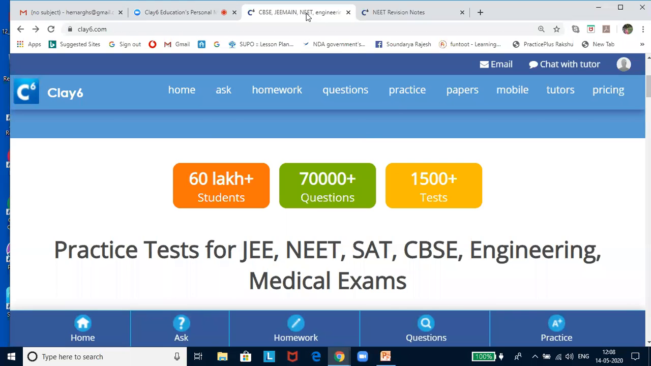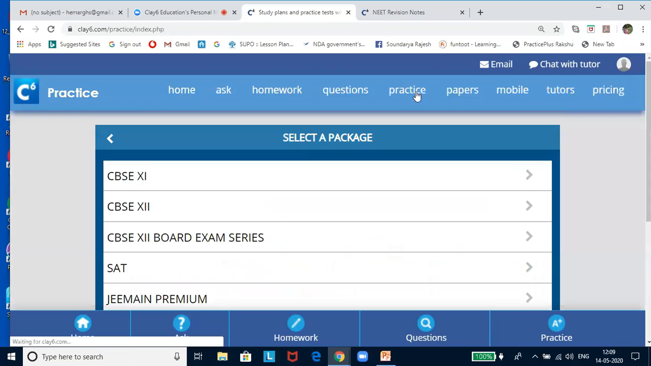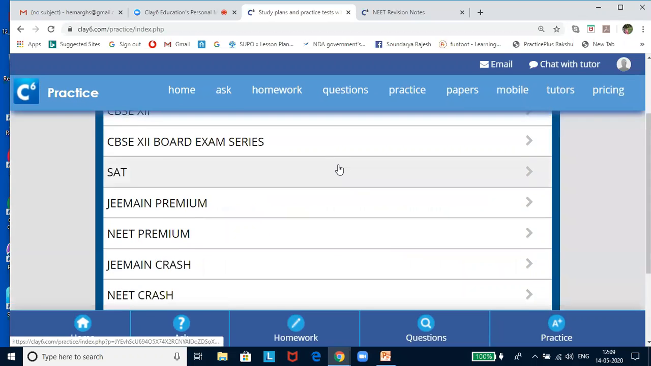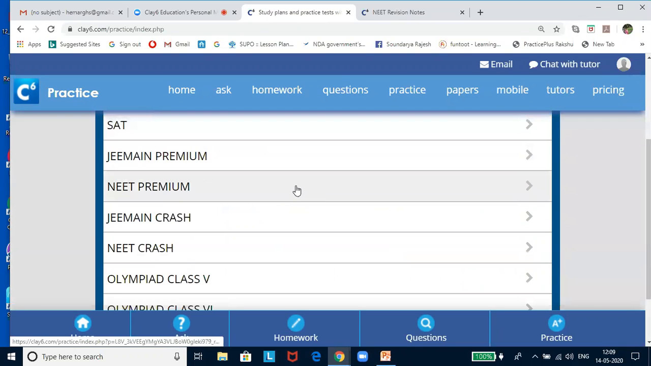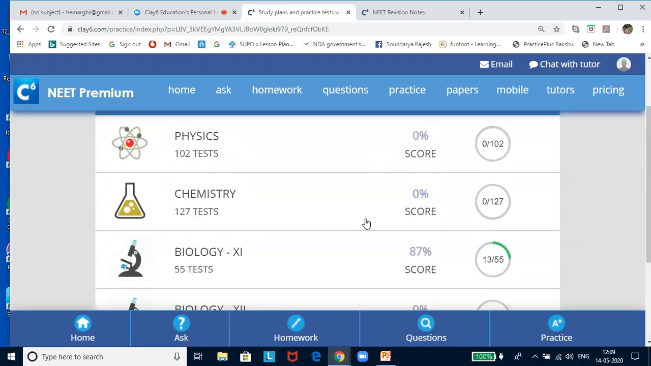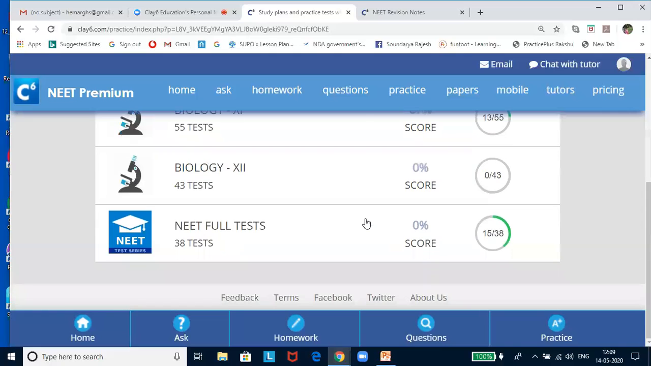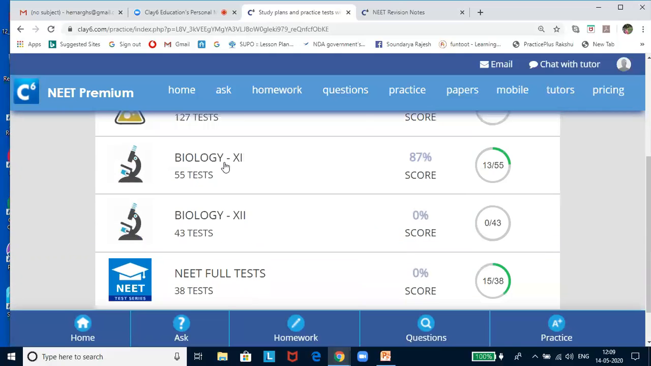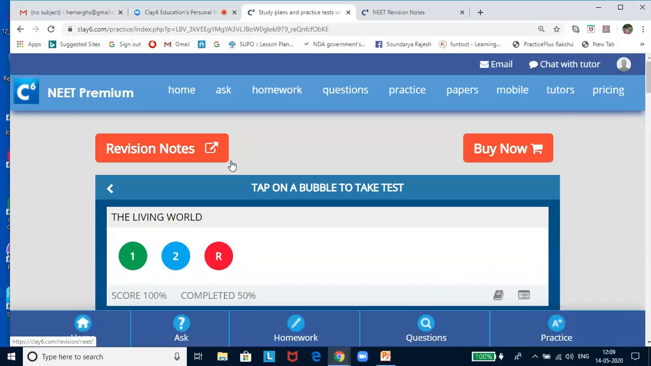Now go to clay6.com, click on practice. You will see packages. Select the package you want. Since it's NEET class, I'm selecting NEET Premium. Here you will find subject-wise tests in physics, chemistry, biology. Now since it's biology 11th, I will click on this.